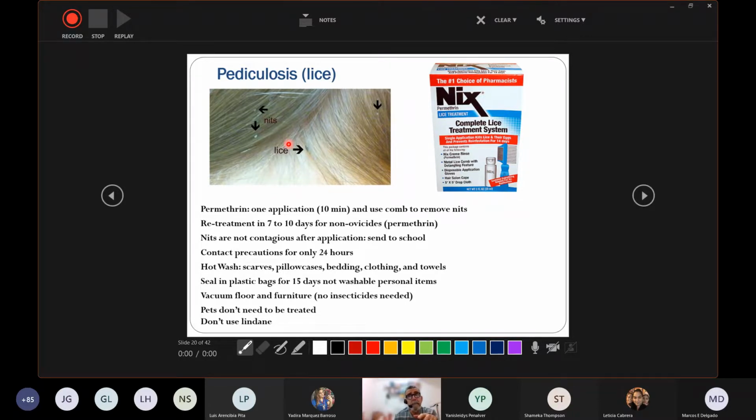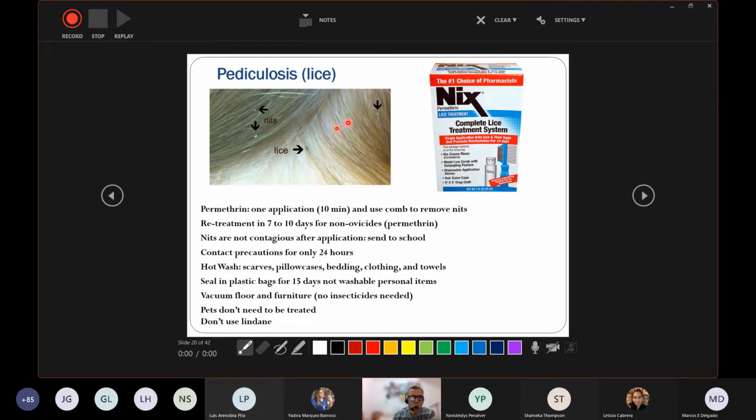If there is any item that could not be washed, like a hat, something that is too delicate to be washed, it can be placed in a plastic bag, sealed and closed for 1 week, 2 weeks. And then the lice that could be in those items will die.